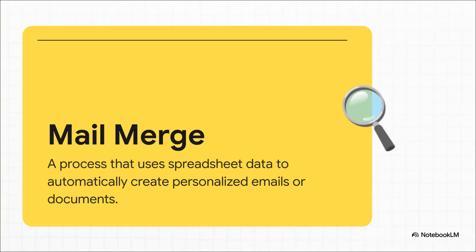So what is it exactly? Well, a mail merge is really just a process that grabs data from a source, in our case a Google Sheet, and it merges it into a template that you've already written. It finds these little placeholders you've left in your template and swaps them out with the real info for each person, creating a totally unique email every single time.